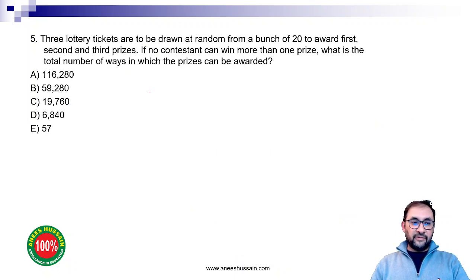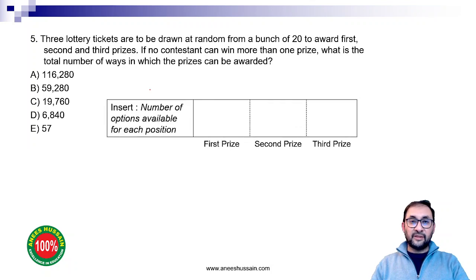Question number 5. 3 lottery tickets are to be drawn at random from a bunch of 20 to award first, second, and third prizes. If no contestant can win more than one prize, so everybody gets one prize at maximum, what is the total number of ways in which these prizes can be awarded? So we have 3 prizes, the first prize, the second prize, and the third prize. And we're going to insert the number of options available for each position. So for the first prize, there are 20 people available.